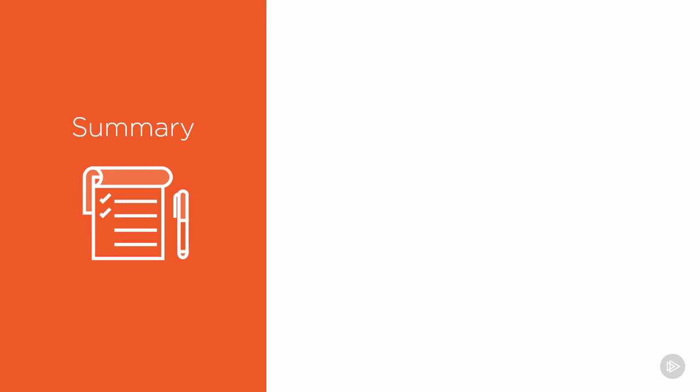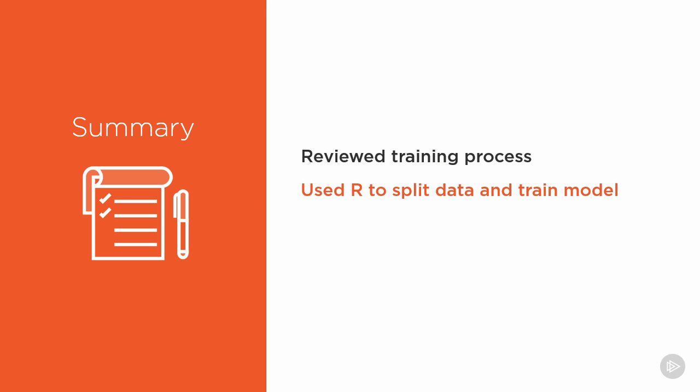Let's briefly summarize what we did in this module. We started with an overview of the training process. This provided us with an understanding of the tasks we needed to do to split the data into training and test data and create a trained model. We then went into R and split the data and trained our model. To help us with some of these tasks, we used the caret package. This package contains functions that made it easy to split the data into training and test sets and then train the model. Join me in the next module where we will evaluate the performance of this newly trained model.